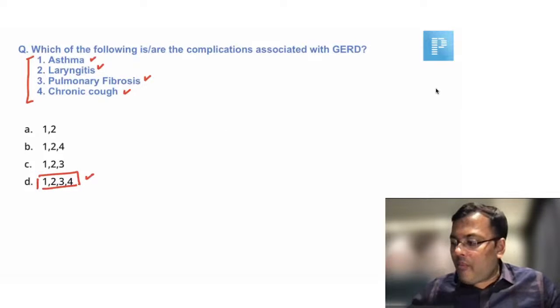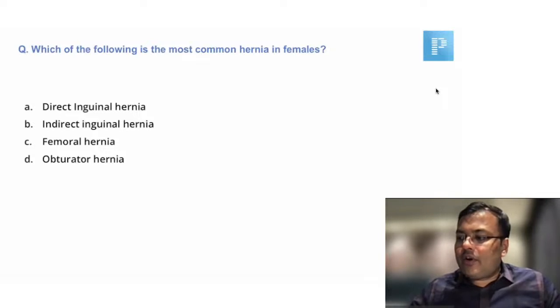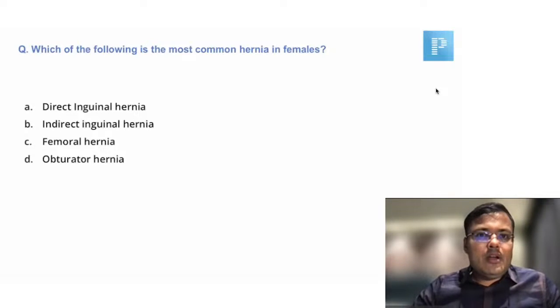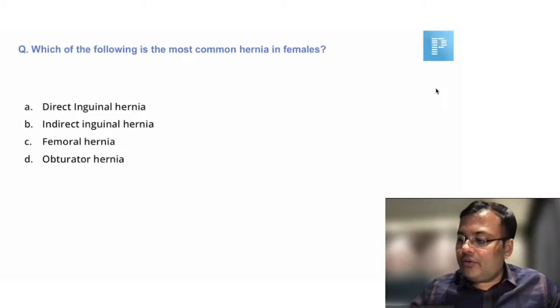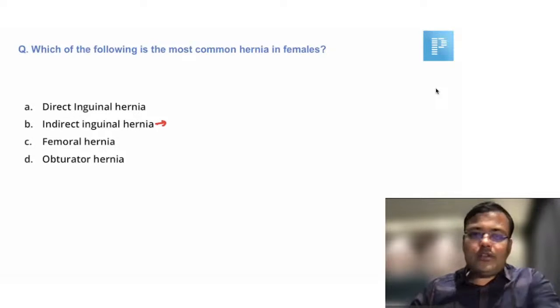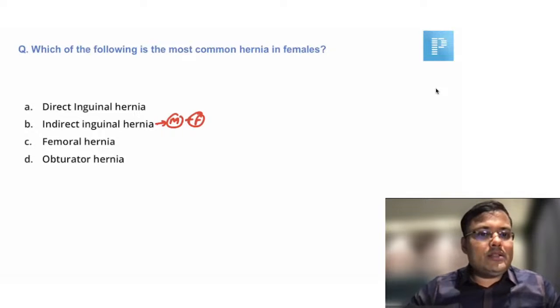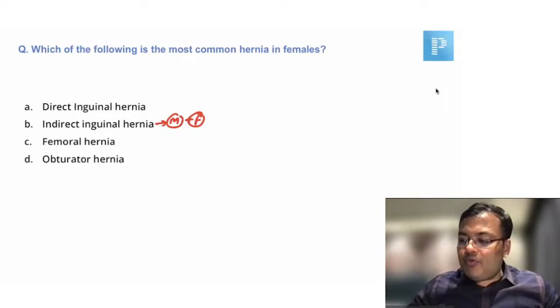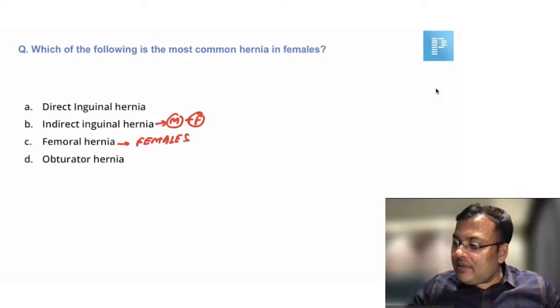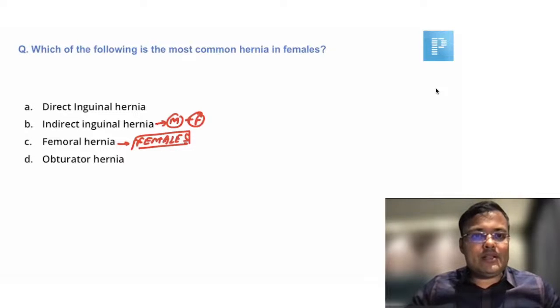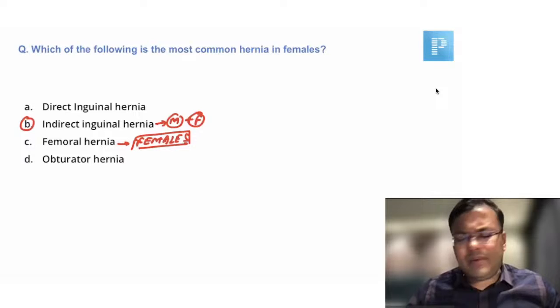Clear? Next question. Which of the following is the most common hernia in females? You know that femoral hernia is more common in females, but the most common type of hernia in both males and females is indirect inguinal hernia. Femoral hernia is more common in females, but the most common hernia in females is indirect inguinal hernia. So the correct answer is B, indirect inguinal hernia. Easy question. It's a repeat question.